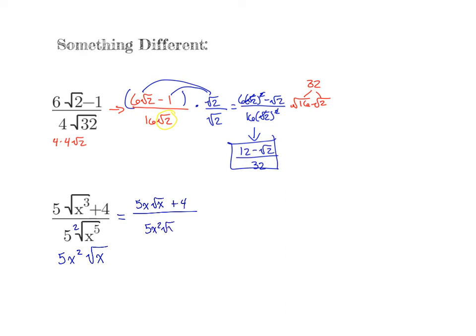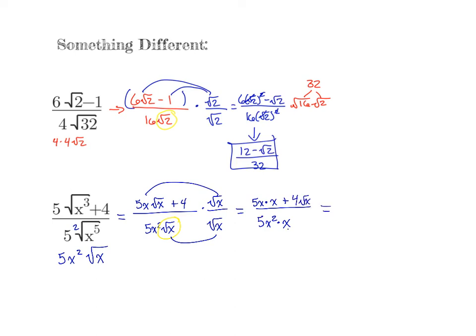squared square root of x. It's the square root of x that we have to rationalize, so that's what we're going to be multiplying by. So square root of x over the square root of x. So we go ahead and multiply this in here. We end up getting 5x squared times the square root of x squared, or so times x. And then we multiply it here, and we get 5x times the square root of x squared, or x, plus 4 square roots of x.